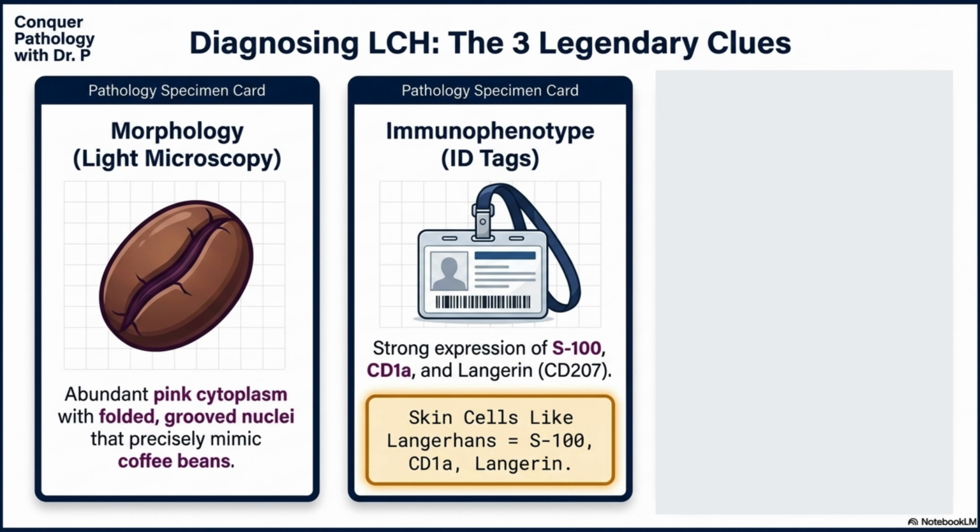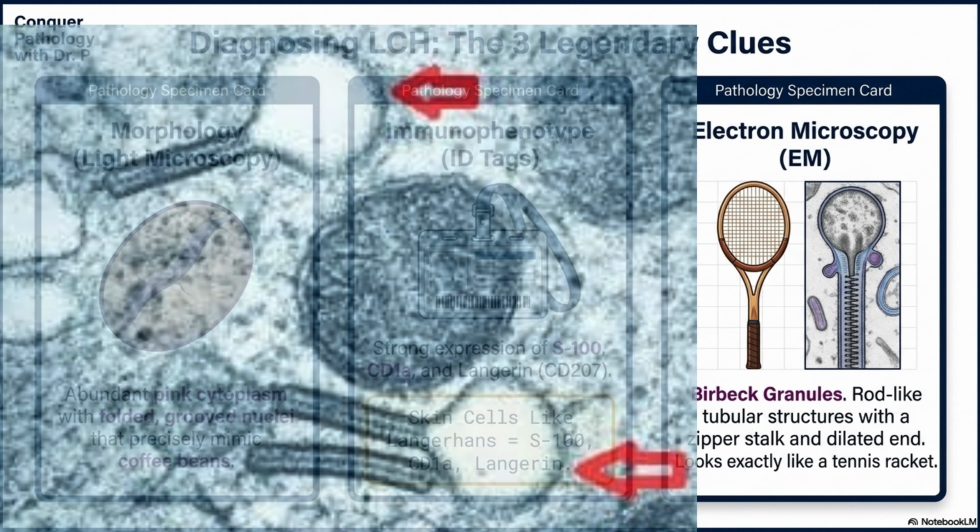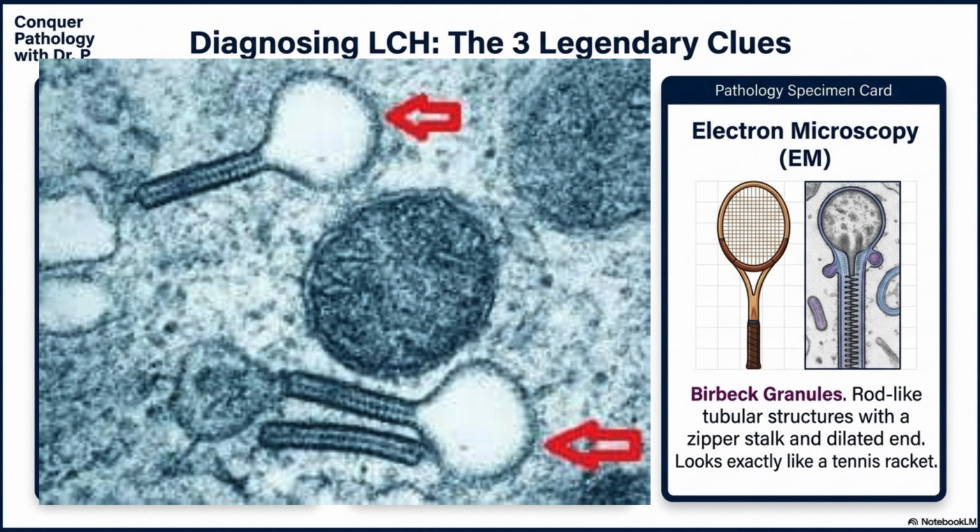A helpful memory hook is skin cells like Langerhans equals S100, CD1, and Langerin. Third is electron microscopy, where we find Birbeck granules. These are rod-like tubular structures with a zipper stalk and dilated end that look exactly like a tennis racket.